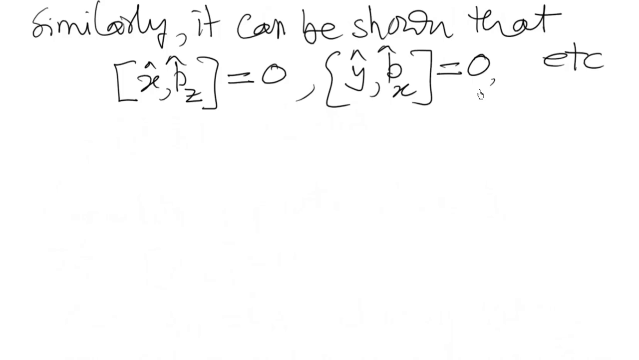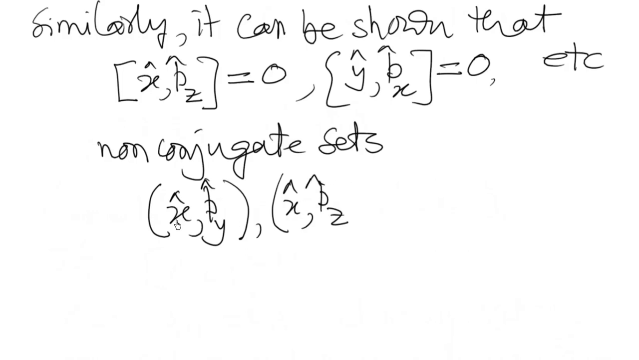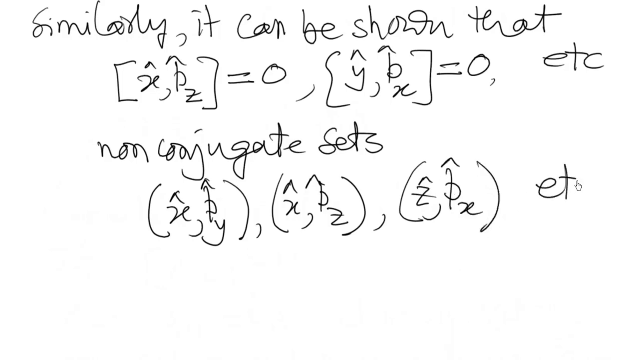If we consider the commutator of two non-conjugate sets of variables, that is, take a component of the position and take a different component of the linear momentum, they are known as non-conjugate sets. Etc.